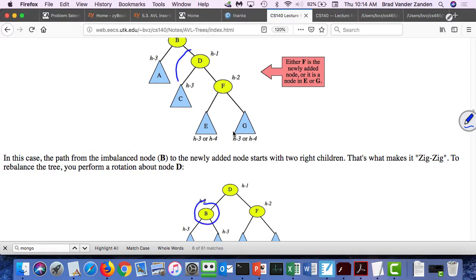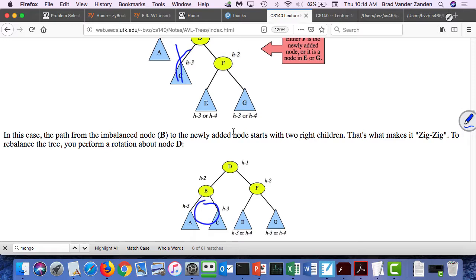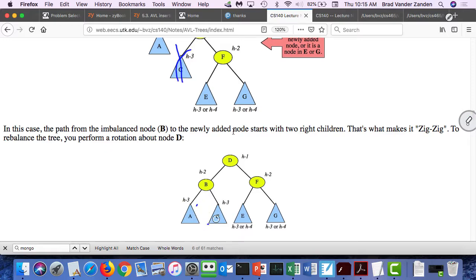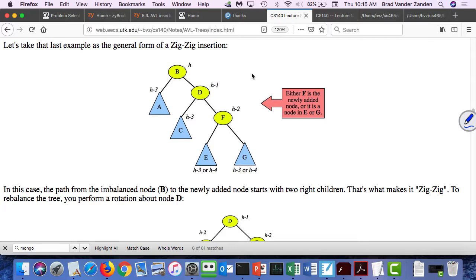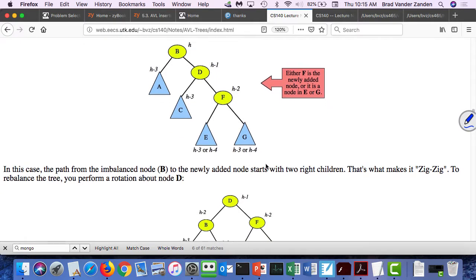If we look at the heights of what happened as a result of the insertion, B's height has gone from H minus 1 to H. So this was the situation. The heights of the two subtrees differed by 2. You can see these are the heights of all the other trees. When we rebalance, we still have E and G. None of the subtrees' heights change because nothing changes in them. So the heights of A and C are still H minus 3. The heights of E and G are still H minus 3 or H minus 4. So when we're done, B is H minus 2.